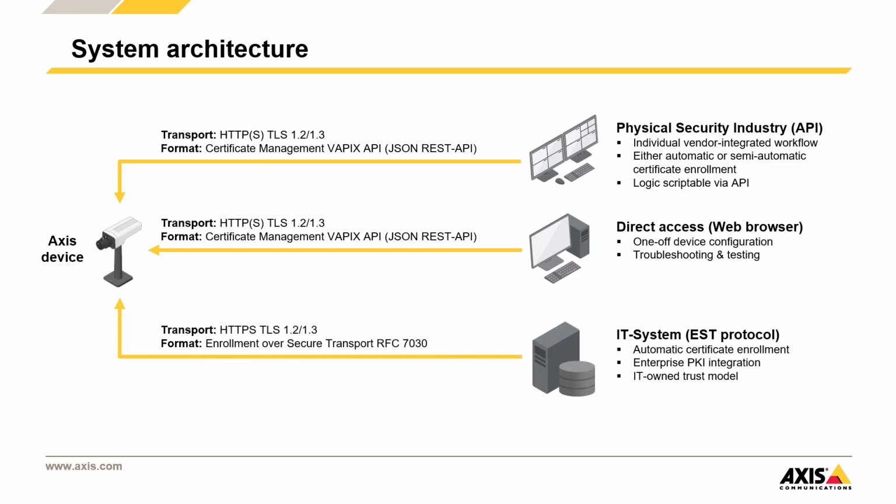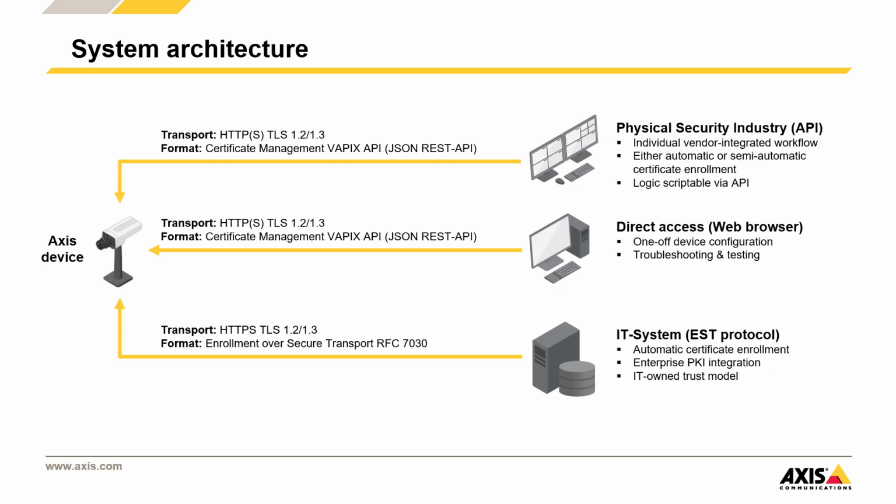Within enterprise IT environments, Access devices support the enrollment over secure transport protocol. This enables automatic certificate enrollment, integration with enterprise PKI, and aligns with IT-owned trust models for centralized security management. Together, these options provide flexibility for organizations with different operational needs, while ensuring secure communication through modern transport protocols such as TLS 1.2 and 1.3.